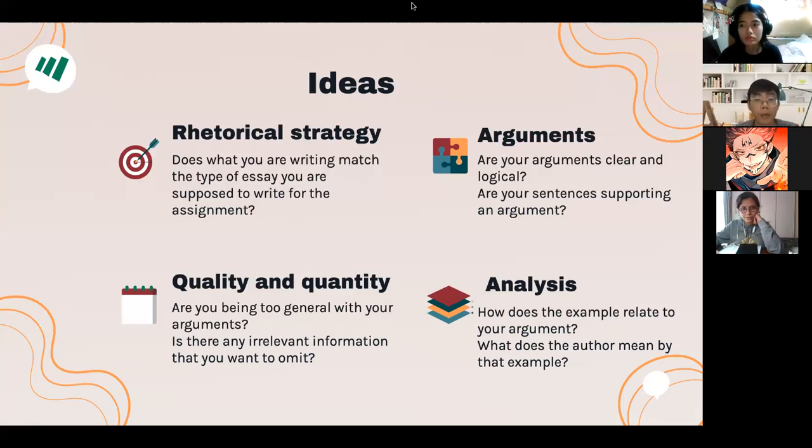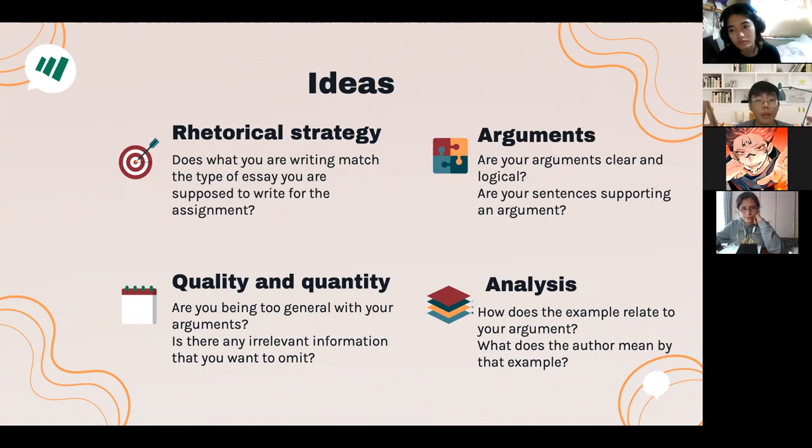The next one is quality and quantity. By this, I mean the quality and quantity of information. Are you being too general with your arguments, or is there any irrelevant information that you want to omit? If you're being too general with your ideas, try to be more specific, because I've been told that it wouldn't hurt to do a little bit more explaining if you think readers might have difficulties understanding what you are writing. On the other hand, you really want to consider cutting sections where the information is irrelevant and might confuse the readers.